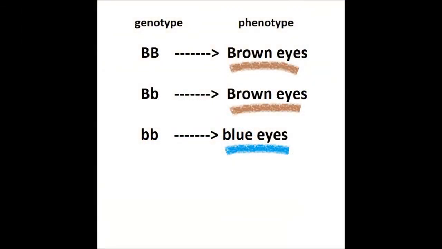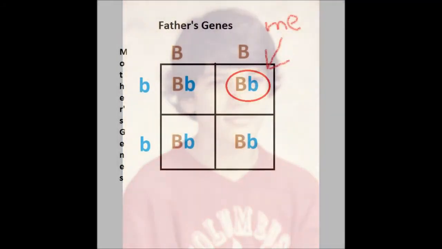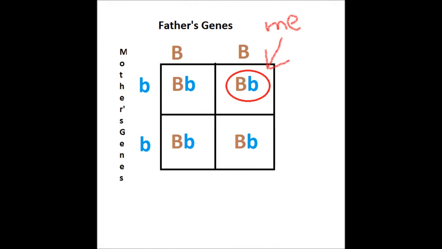There are three possible genotypes: a dominant-dominant genotype, a dominant recessive genotype, and a recessive-recessive genotype. A dominant-dominant genotype is represented by big B, big B. A dominant recessive genotype is a big B, little b. A recessive-recessive genotype is a little b, little b. Which combination do I have for my genotype? I have a dominant recessive combination, meaning that I have a big B from dad and a little b from mom.